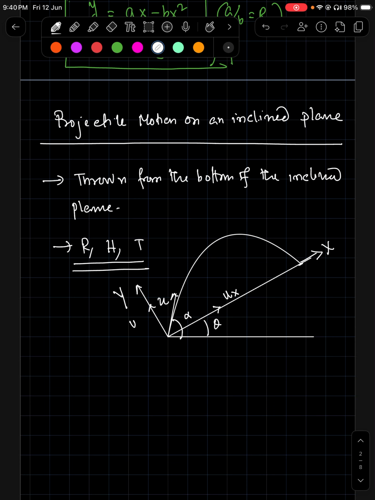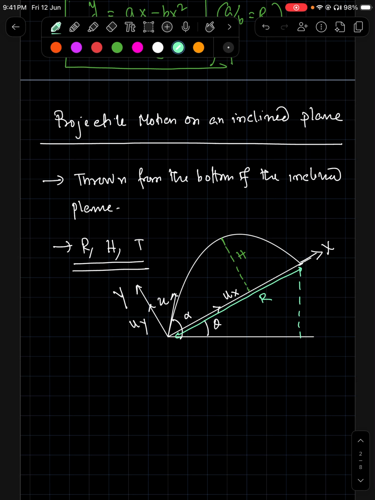So now I'm going to drop a perpendicular from the maximum height. That is capital H, which we have to find. And this is the range we have to find. This is R.